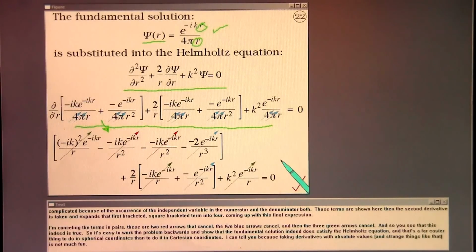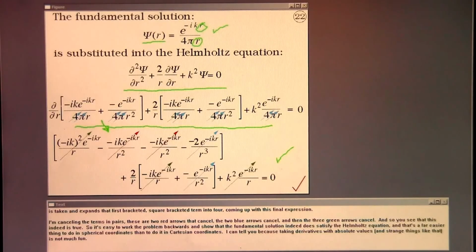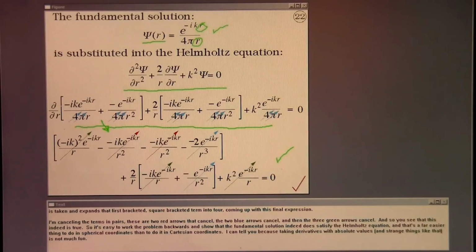So it's easy to work the problem backwards and show that the fundamental solution indeed does satisfy the Helmholtz equation, and that's a far easier thing to do in spherical coordinates than to do it in Cartesian coordinates, I can tell you, because taking derivatives with absolute values and strange things like that is not much fun.